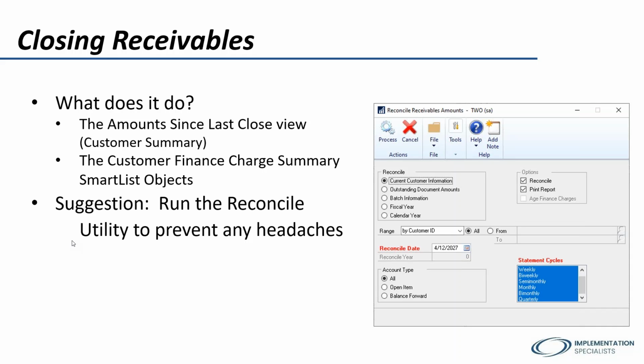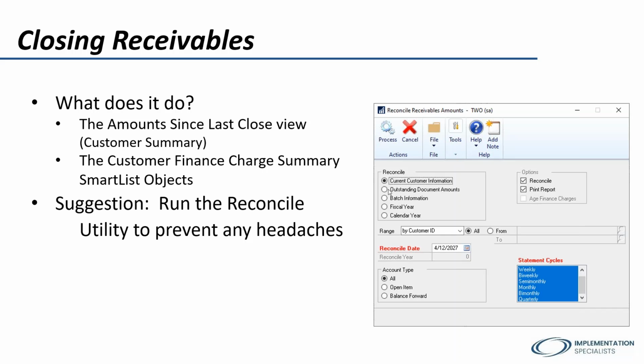We do also recommend that you run the reconcile process. Within the utilities section, there is a reconcile. You can run this as many times as you want, and it will not cause any problems or issues in your system. We do recommend that you reconcile your outstanding document amounts and your current customer information. Also, you can reconcile your calendar year and your fiscal year.